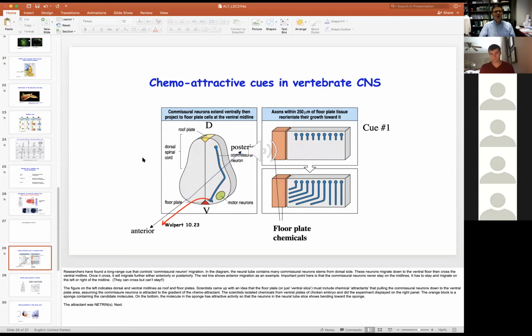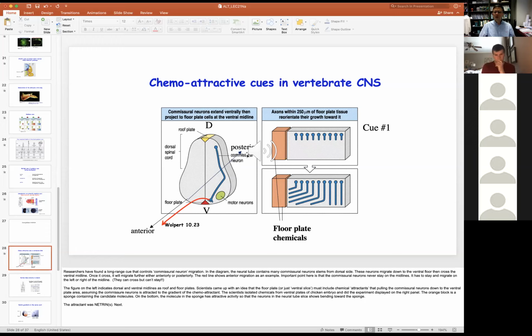So here is the neural tube, and in here is the roof plate, the dorsal, and the ventral is the floor plate. So this is the midline. And then it is showing the commissural neuron, and commissural neurons come down here and then cross it. So the red line is a crossing, and in this case, let's assume that they are migrating to this anterior side. So this is one of the commissural neurons.